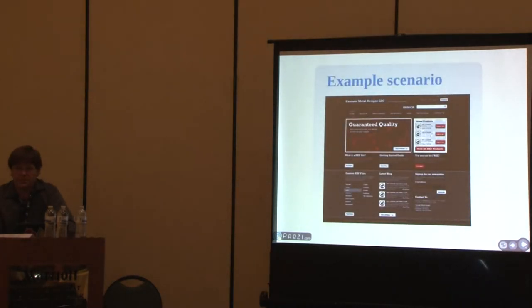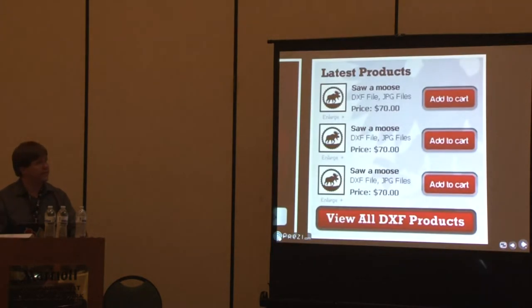So here's an example scenario. This is a site we did. This guy does DXF files. They're basically vector files for CNC machines. He wanted product kits. He wanted to display his latest product kits on a view on the side of the site. So here you can see a list of 3 products. This must have been a staging version. Normally they'd be different, and it would show the latest 3, the title, a short description of what's contained in them, the price, and an add to cart button.